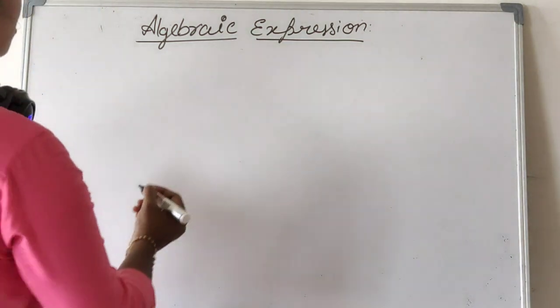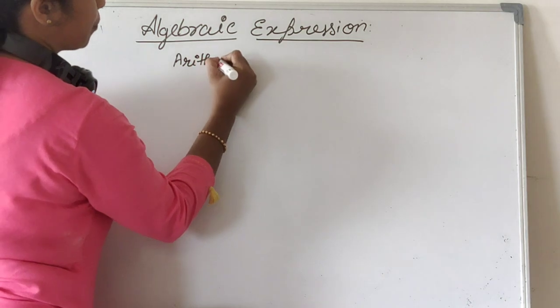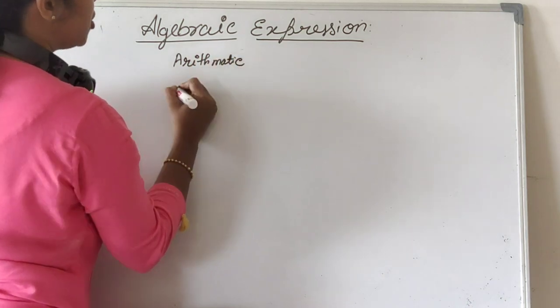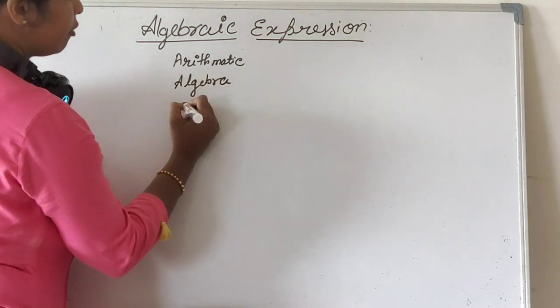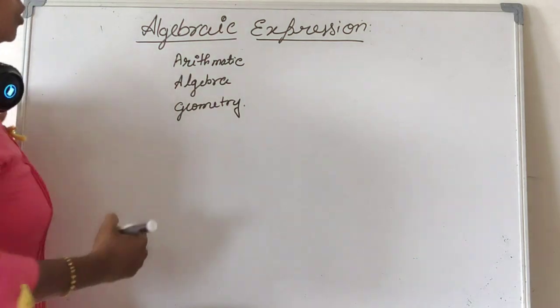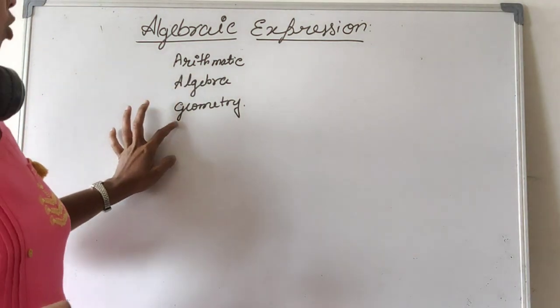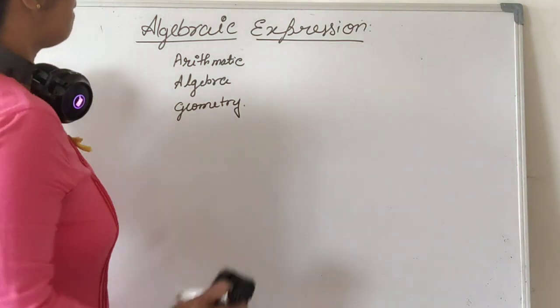One is arithmetic, second is algebra, third one is the geometry. So arithmetic, algebra and geometry. In that, the second part is algebra. So what is meant by algebra?